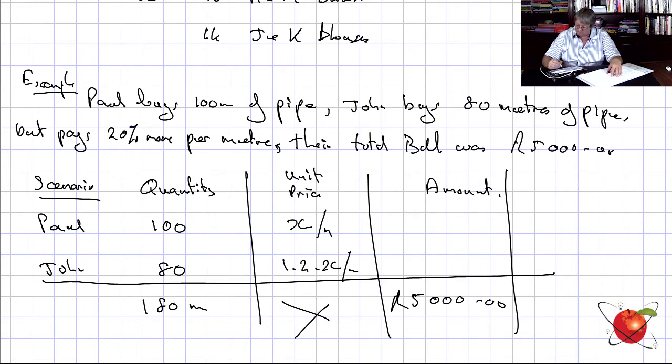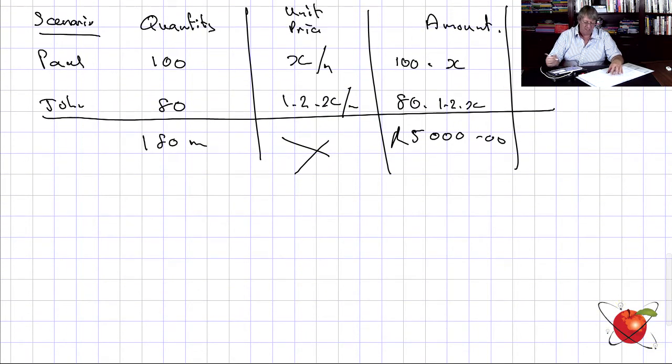So how much did Paul pay in total? How much did he pull out of his wallet? He pulled out 100 times X. 100 meters times 10 rand a meter is 1,000. Here we paid 80 times 1.2 X. All I'm going to do now is put 100X plus 96X equal to 5,000. And we're going to solve that.